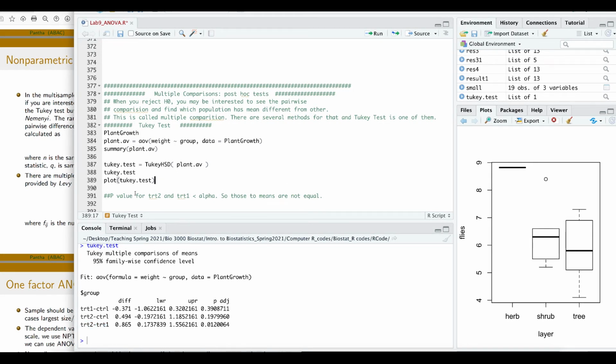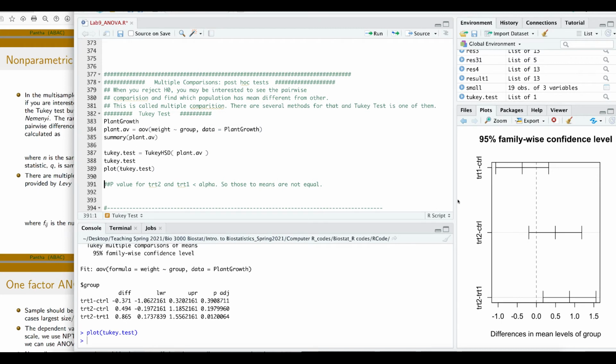But if you want to know how it looks, look at this plot. You see that treatment 1 versus treatment 2 are not equal because the confidence interval is not containing 0, right? That means they are not equal. These two have 95% confidence intervals that include 0, but this one does not include it. That means their averages are not equal.